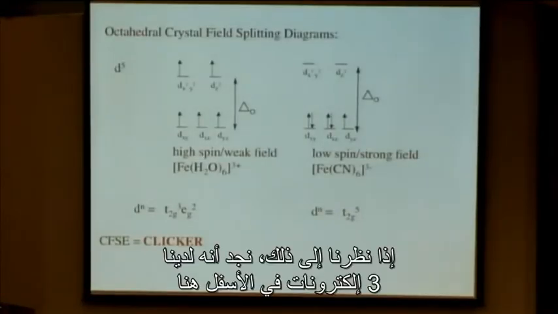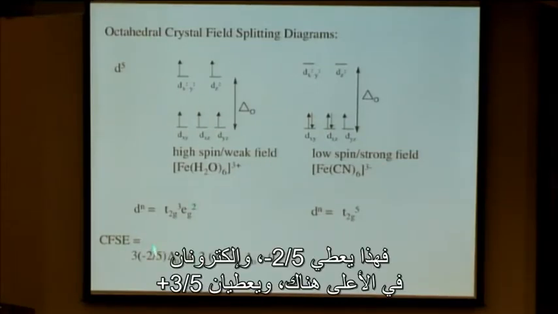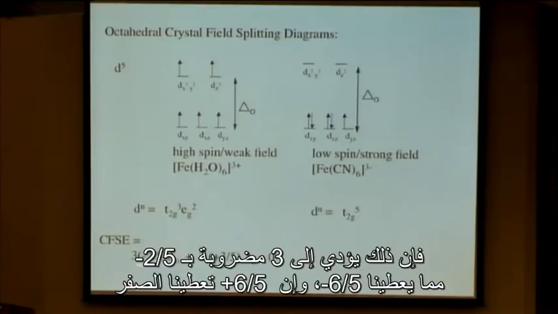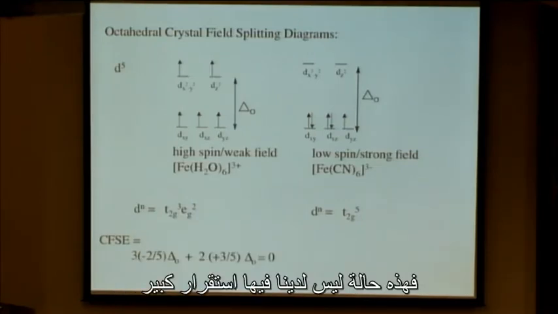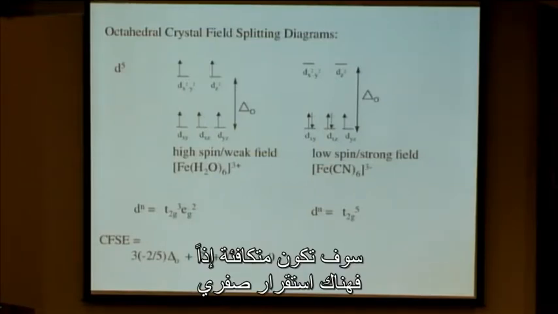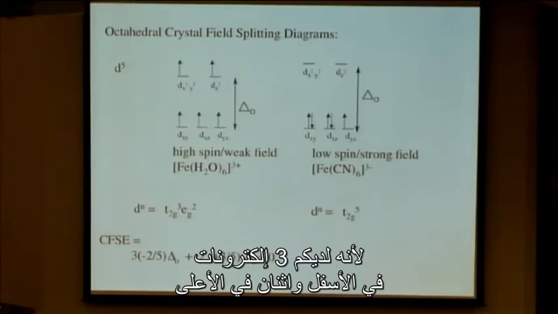So if we look at that, we have 3 electrons down here, so that's minus 2/5. 2 electrons up here, which is plus 3/5. So 3 times minus 2/5 is minus 6/5 plus 6/5 gives you 0. So here is a case where you really don't have much stabilization. There's 0 stabilization because you have 3 electrons down and 2 up.